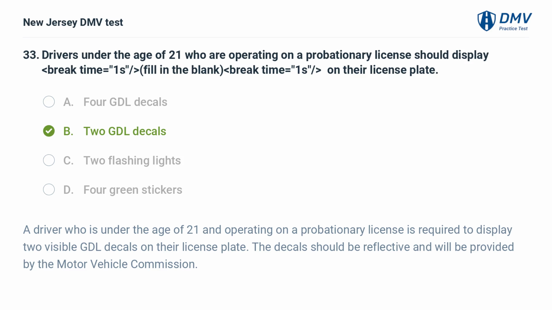B. 2 GDL decals. A driver who is under the age of 21 and operating on a probationary license is required to display 2 visible GDL decals on their license plate. The decals should be reflective and will be provided by the Motor Vehicle Commission.